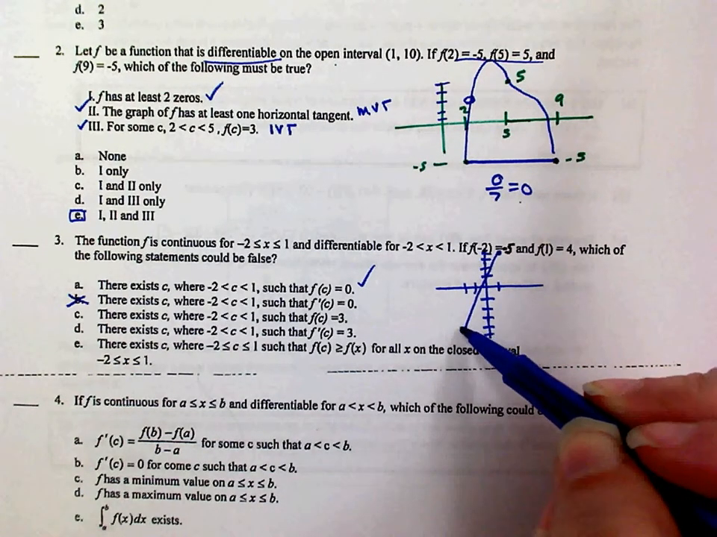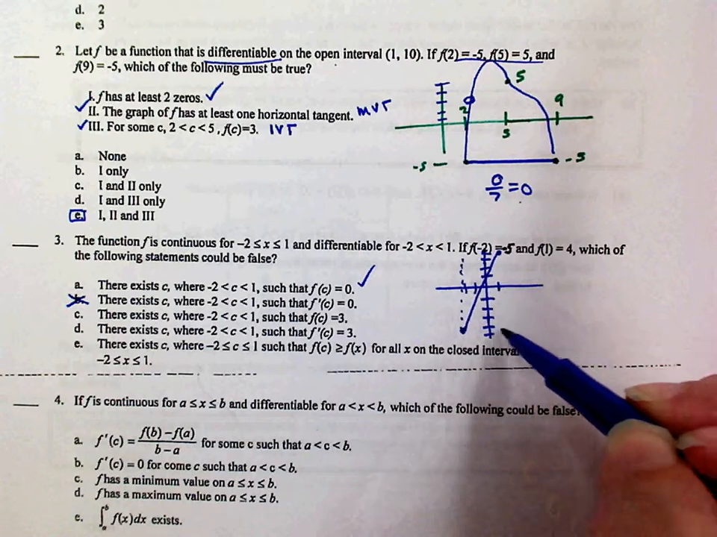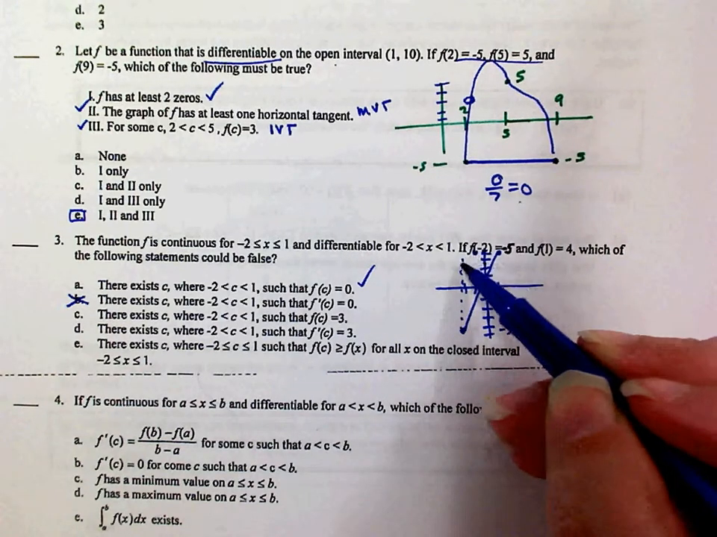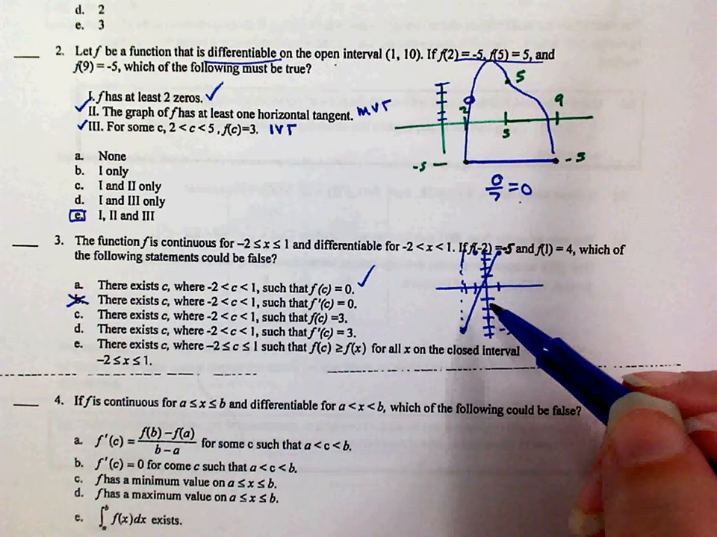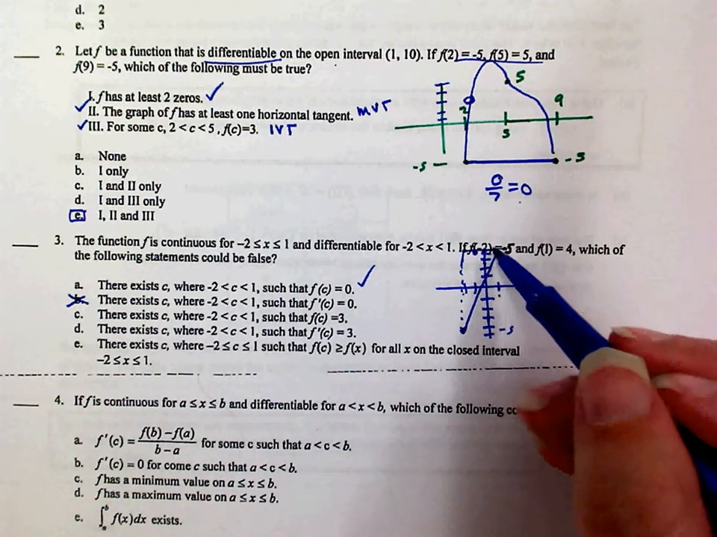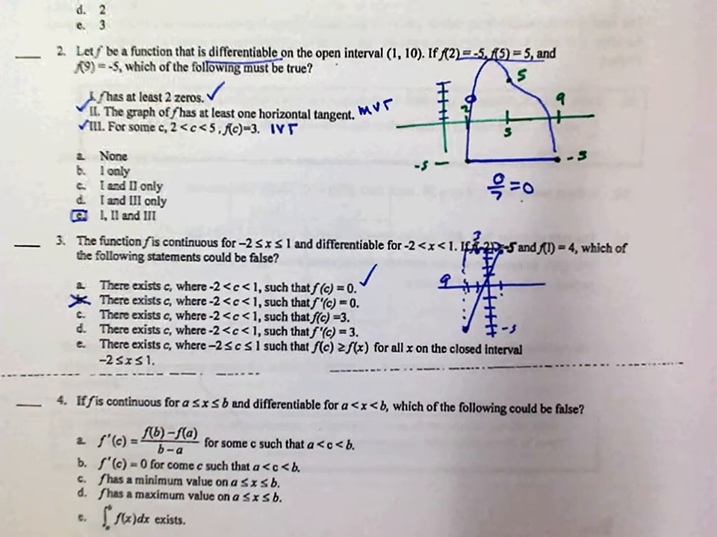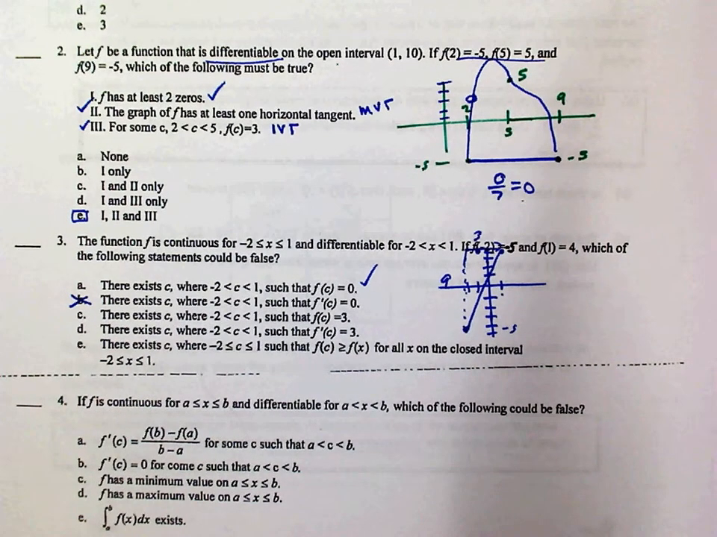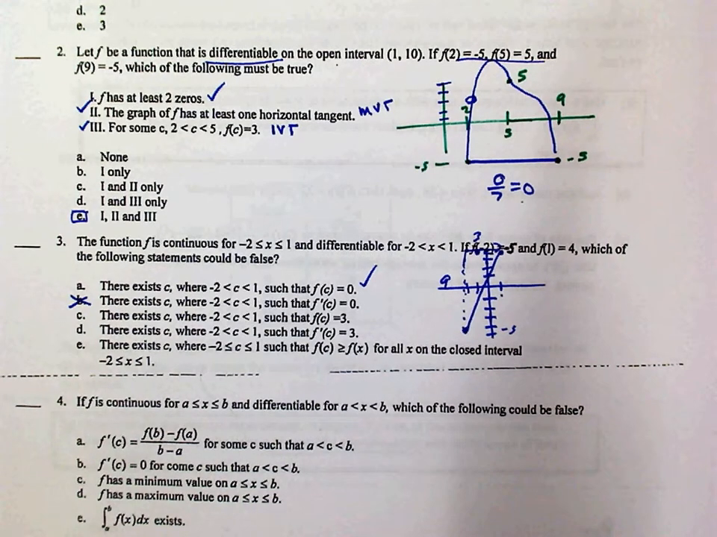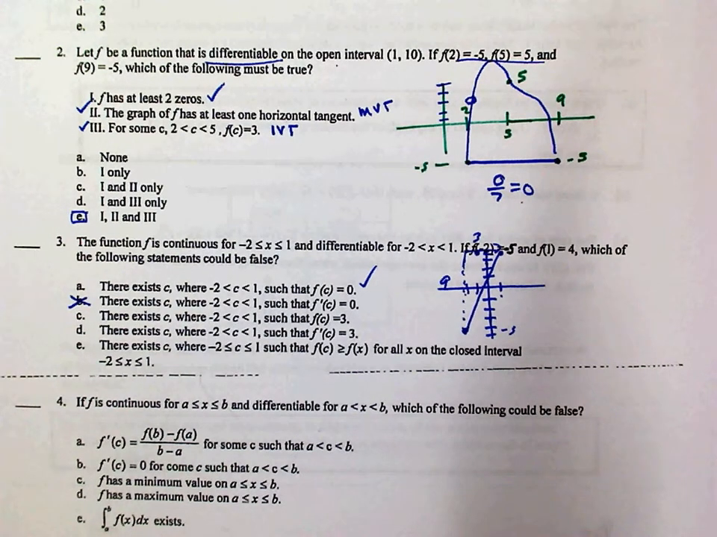Because how much do we rise? From -5 to +4, isn't that 9? And then from -2 to 1, isn't that 3? So that's 9 over 3, so the average slope is 3. And what theorem tells me that at some point the derivative has to actually equal 3? The one that says that the average slope at some point has to equal the actual slope. Yeah, the mean value theorem.